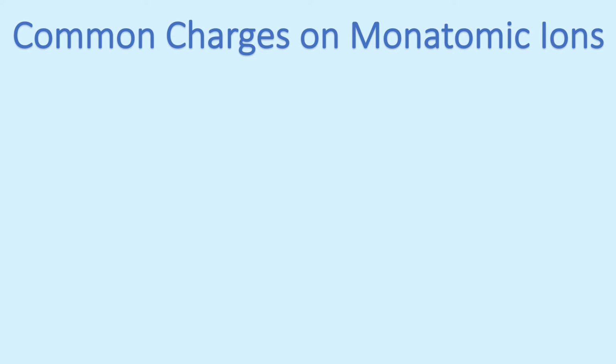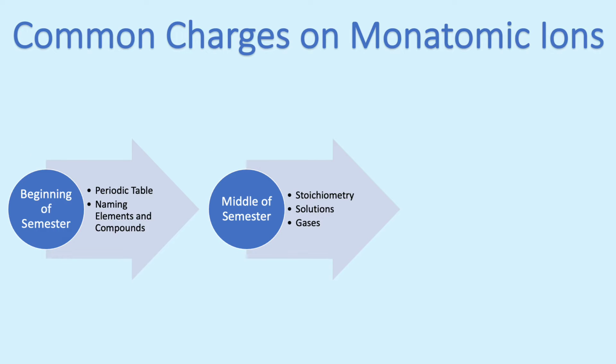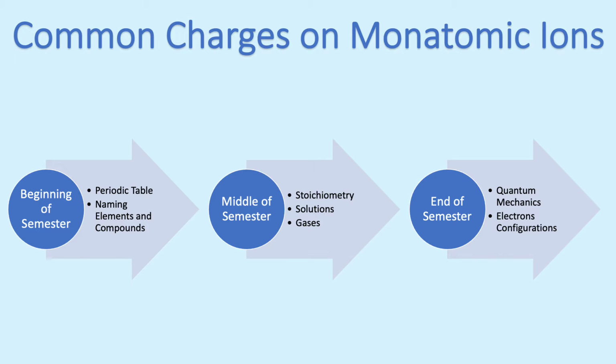Common charges on monatomic ions is a topic usually mentioned in the first few weeks of general chemistry when students learn about the periodic table and naming elements and compounds. But it is never really explained until later in the semester when electron configurations are discussed. Let's try to tie the two here.